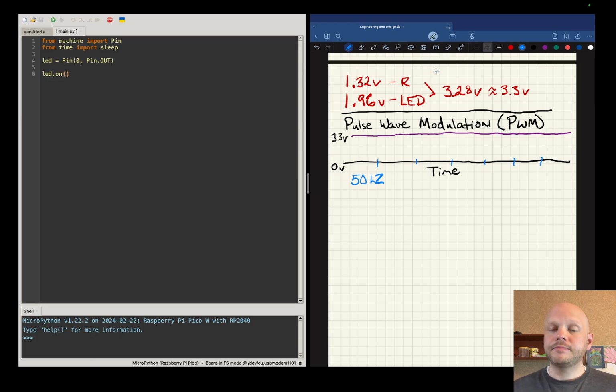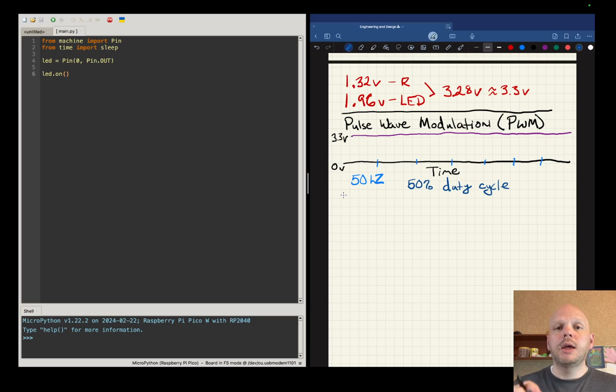All right. So if we want to dim our LED, what we can do is set maybe a 50% duty cycle. A 50% duty cycle means we are going to let current flow through our LED half the time, or 50% of the time.